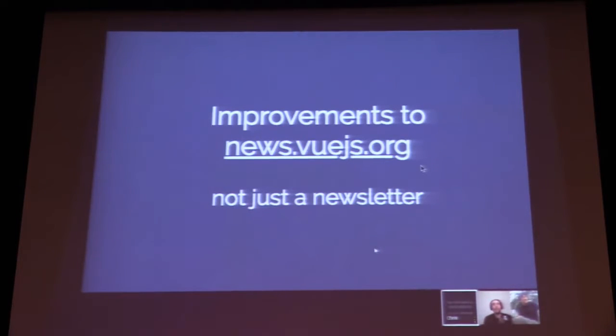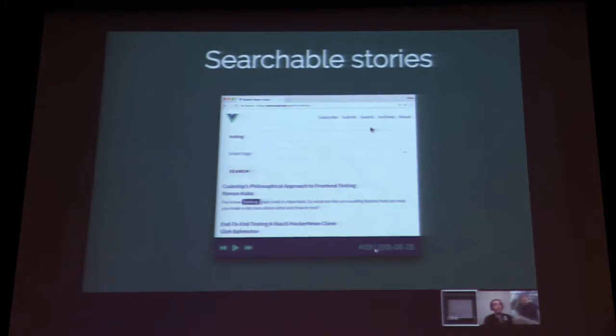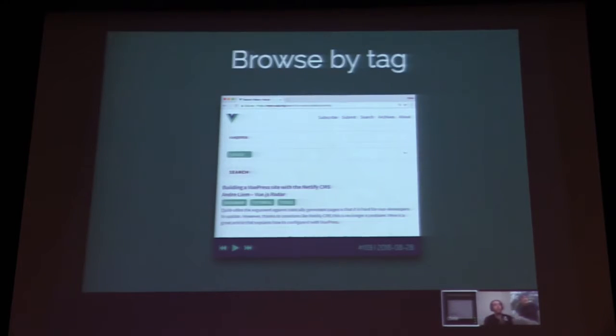You can see articles from any past newsletter at news.vue.js.org. And you can actually search through stories that have been included. So for example, if you want to find something about testing, you can search for that and find a bunch of articles here. And you can also browse by tag.